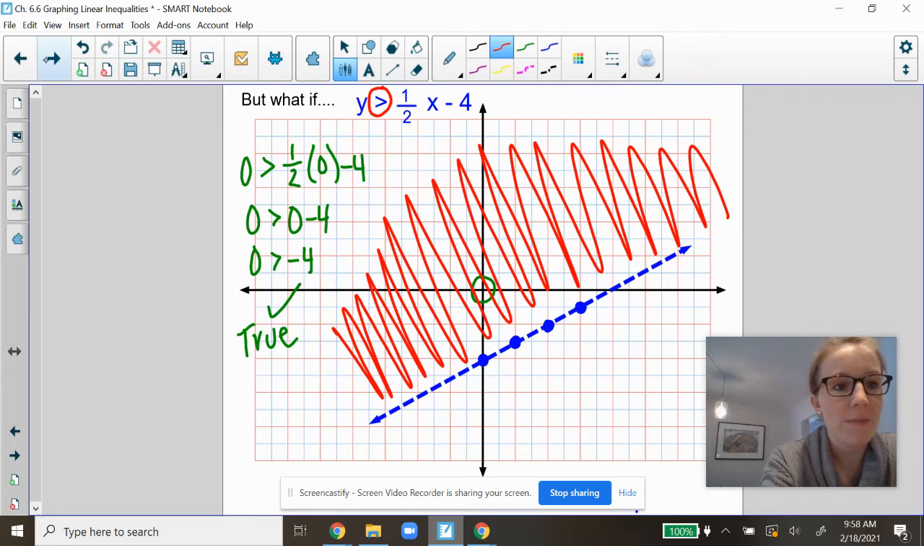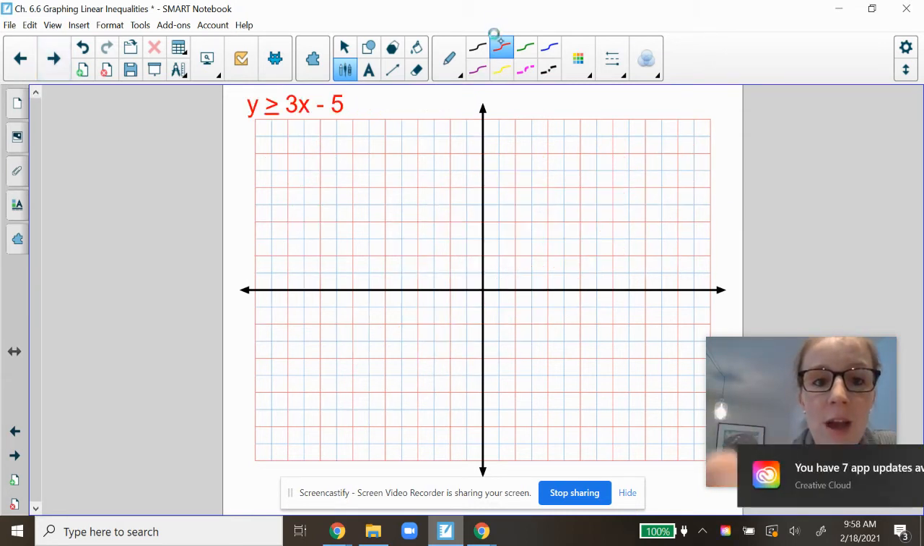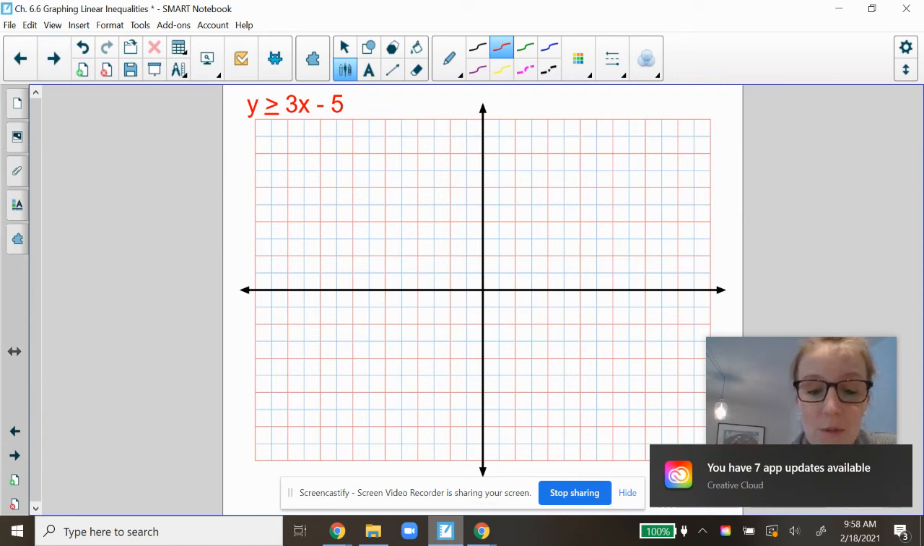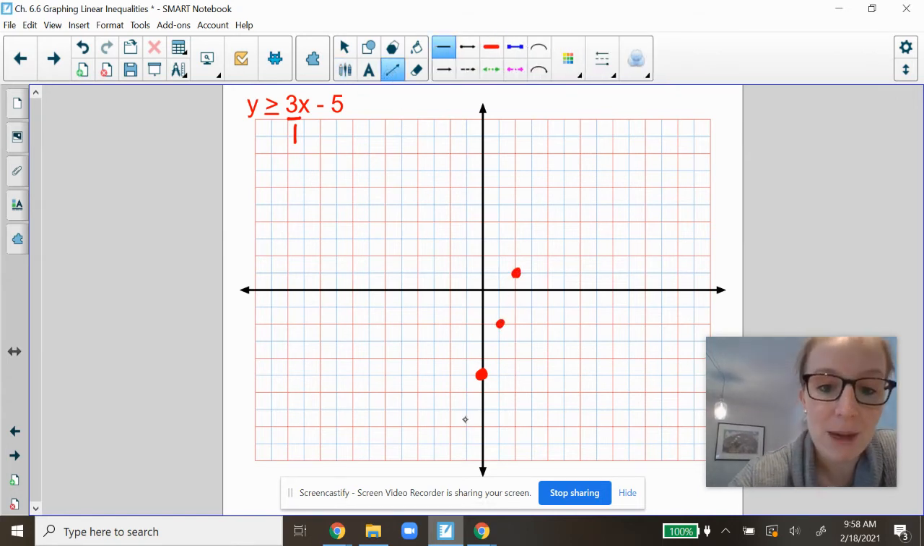All right, let's try another one. y equals 3x minus 5. I know that this is in slope-intercept form, so I know I'm going to graph a y-intercept of negative 5. I know my slope is 3, or remember I can think about it as 3 over 1. So I'm going to go up 3 and over 1, up 3 and over 1. And then I'm going to connect my dots with a line that's going to be about there.